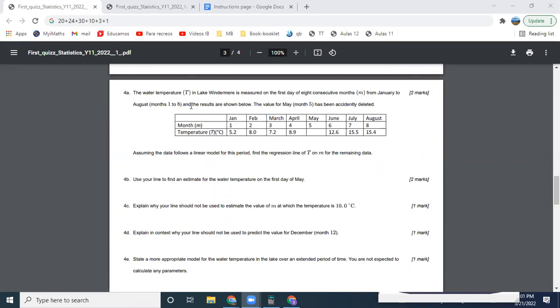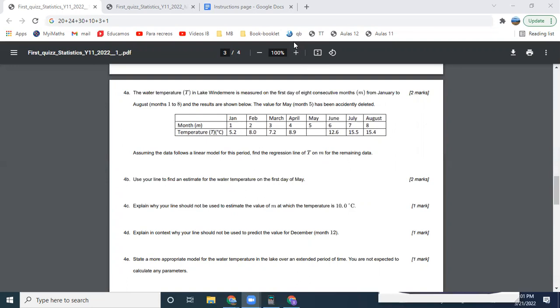Okay, so exercise 4 says the water temperature in Lake Windermere is measured on the first day of 8 consecutive months from January to August, and the results are shown below. The value for May has been accidentally deleted. Okay, so we have the month and the temperature. Assuming the data follows a linear model for this period, find the regression line of T on M.